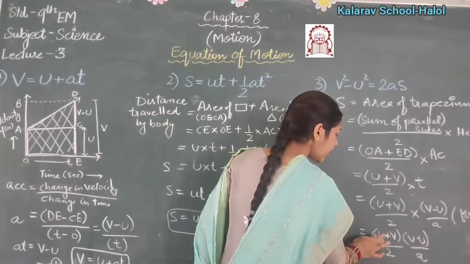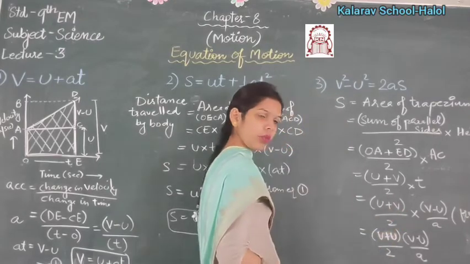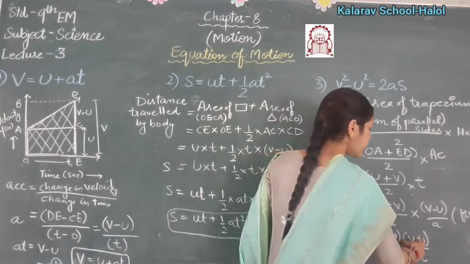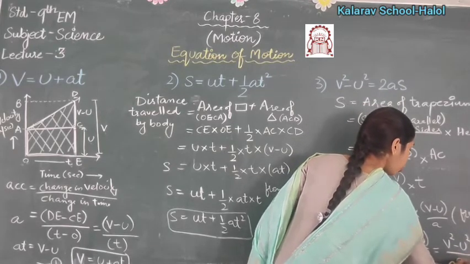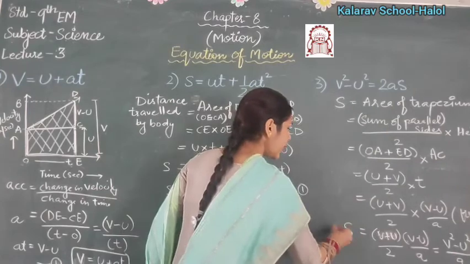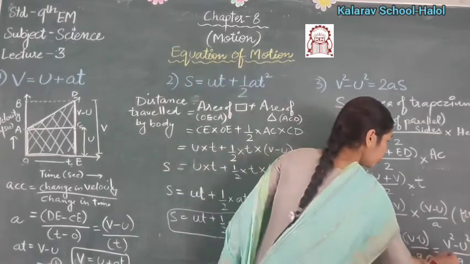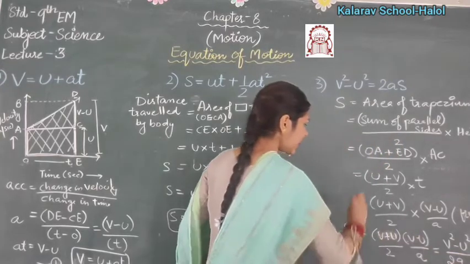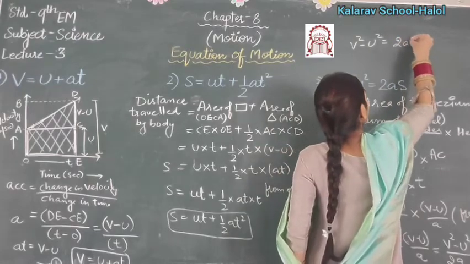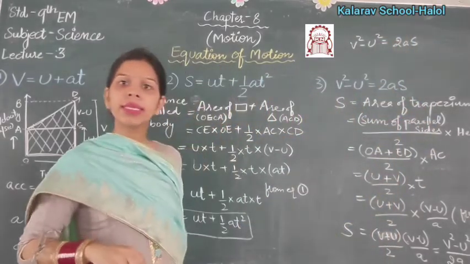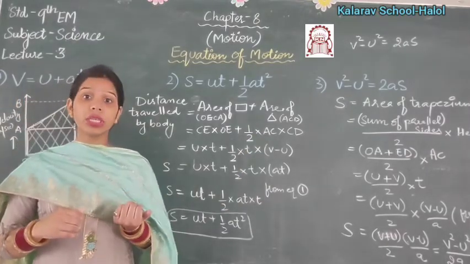So you can simply write U plus V as V plus U. So it is A plus B, A minus B. What is A plus B, A minus B? A square minus B square upon A. So here it is S. So after rearranging that 2 as well as A, we get V square minus U square equal to 2AS. These are the 3 equations that are very important as a derivation.